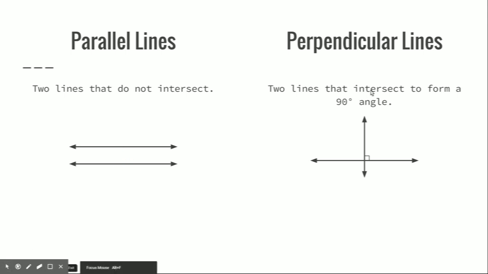Now, perpendicular lines do intersect, and they intersect to form an exact 90-degree angle. And that 90-degree angle is represented by this square right here. So whenever you see that square next to lines, you know that represents a 90-degree angle. And what's important to note about this too is that it makes all of these a 90-degree angle, because every line is 180 degrees, so 90 and 90 would make this one also 90 degrees.